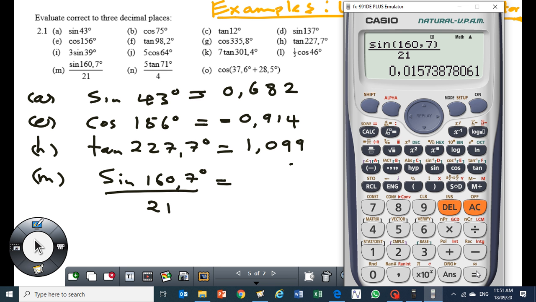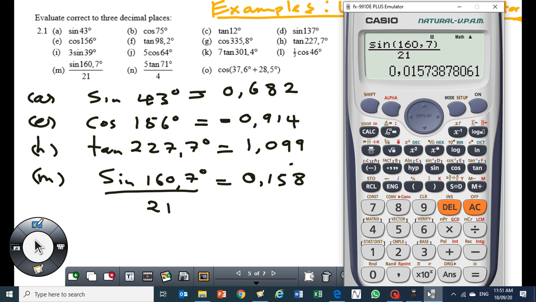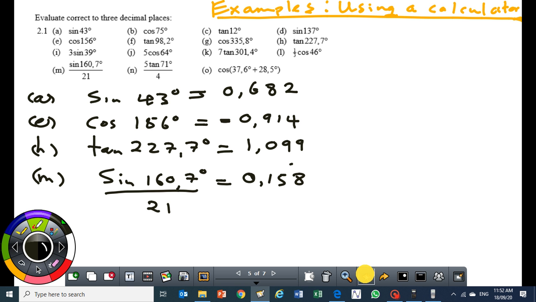0,158. No, 8, that will be 6. 0,157. 0,016. There is a 0 after the comma, so it will be 0,016. So it's very straightforward.